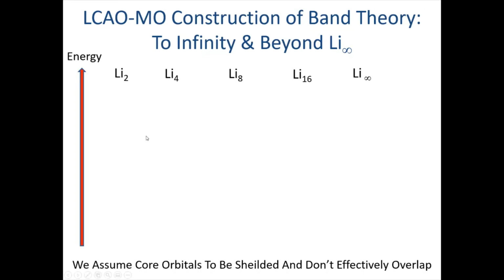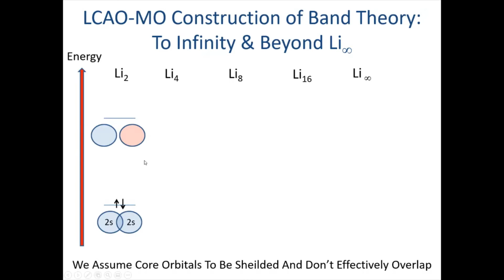So we're going to focus mostly on the valence electrons, because we remember that the valence electrons are what does the bonding. The core electrons are pretty much shielded by the valence electrons, so they don't really participate too much in the bonding. So that's what we're going to assume for this video, even though that's not always 100% true.